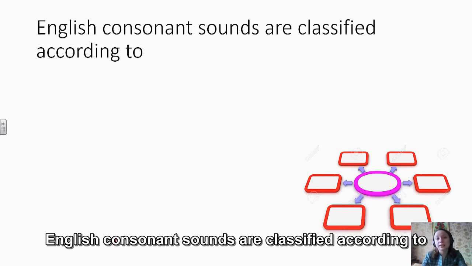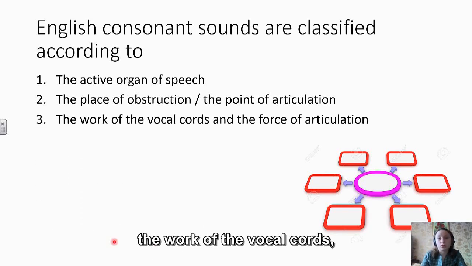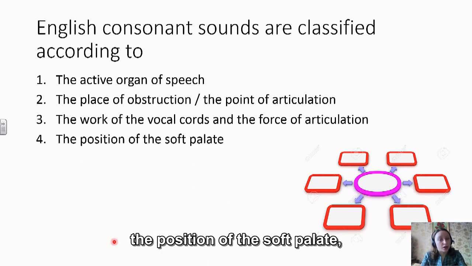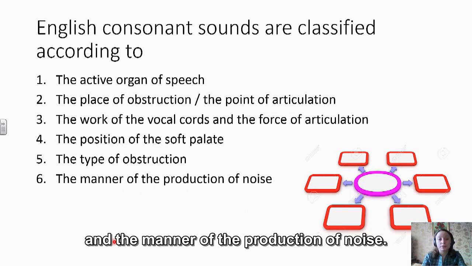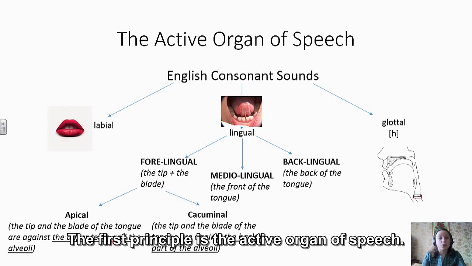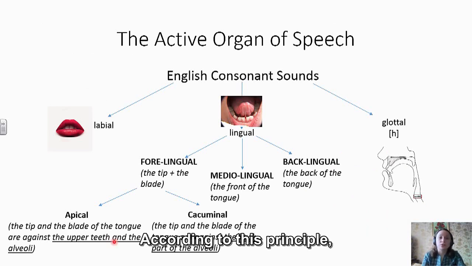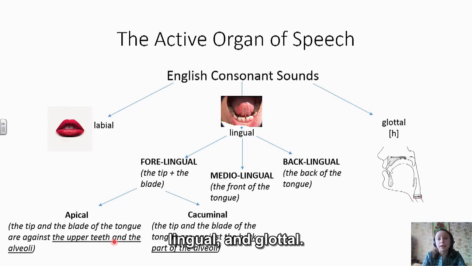English consonant sounds are classified according to the active organ of speech, the place of obstruction or the point of articulation, the work of the vocal cords, the force of articulation, the position of the soft palate, the type of obstruction, and the manner of the production of noise. The first principle is the active organ of speech. According to this principle, English consonant sounds are divided into labial, lingual, and glottal.